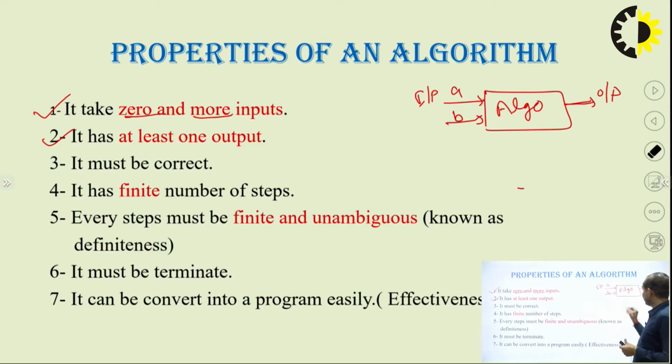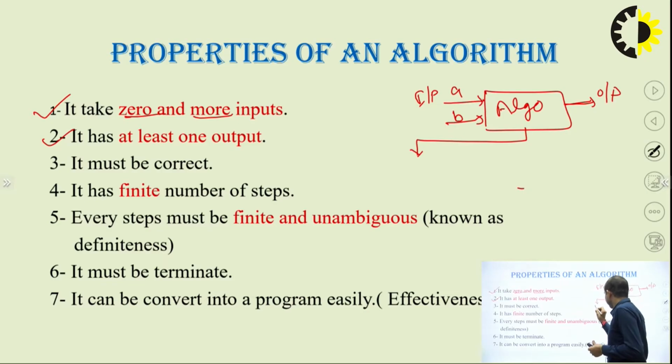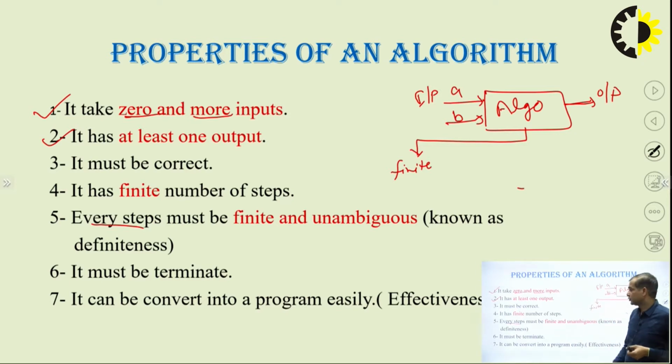Now what are the other properties? When we write this algorithm, we must focus, as we discussed, on the finite number of steps. We can say the algorithm has finiteness. It means it has a finite number of steps and every step must be correct. Every step must be finite, or we can say every step must be clear and unambiguous. In another term, I can call this definiteness.